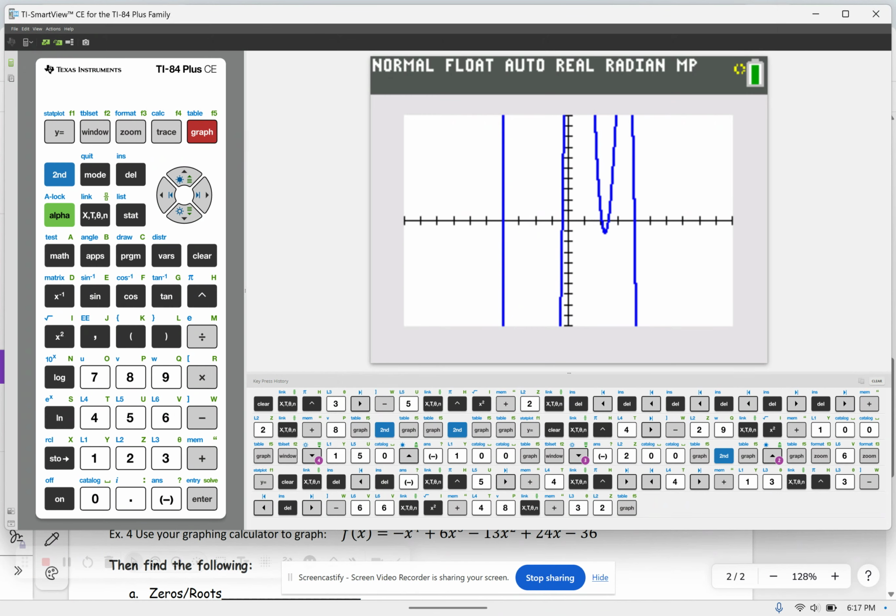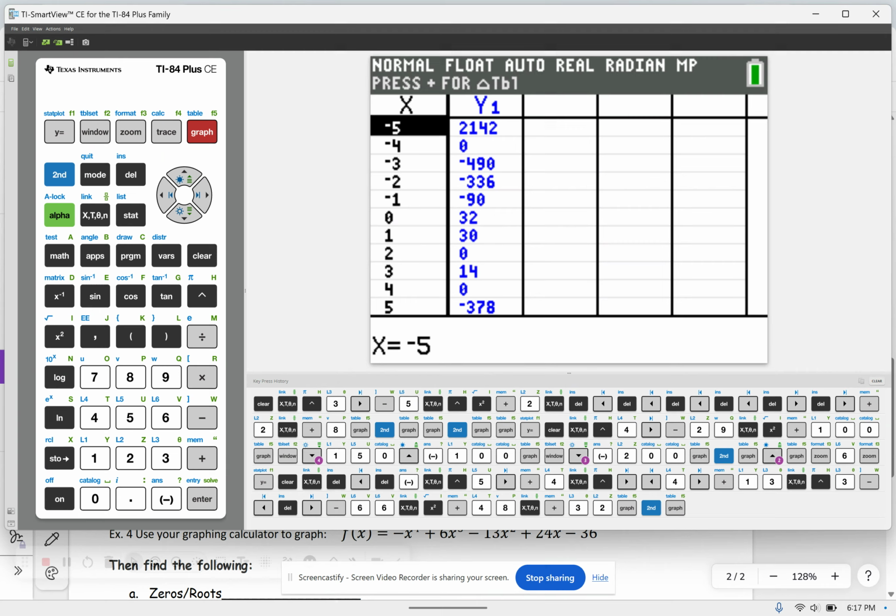And once again, I'm going to look at this problem and think the degree is 5, so I should be looking for 5 zeros. So I notice it cuts through 1, 2, 3, 4, 5. So I've got 5 real zeros here. So I'm going to go to my table. And on my table, it looks like I have one at -4, +2, and +4.